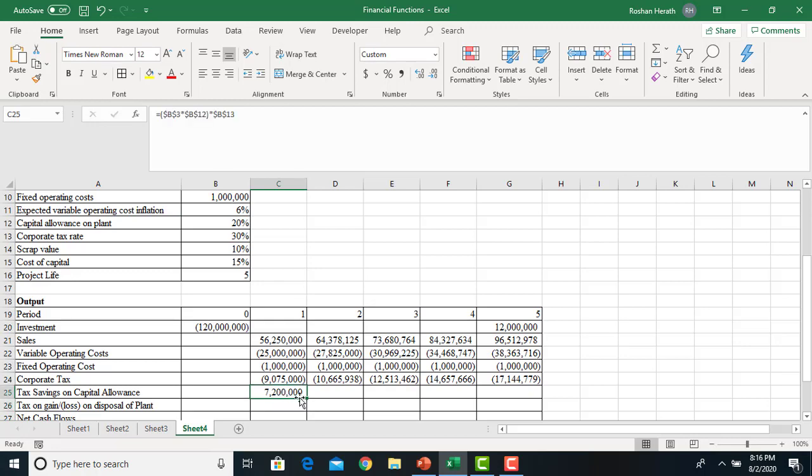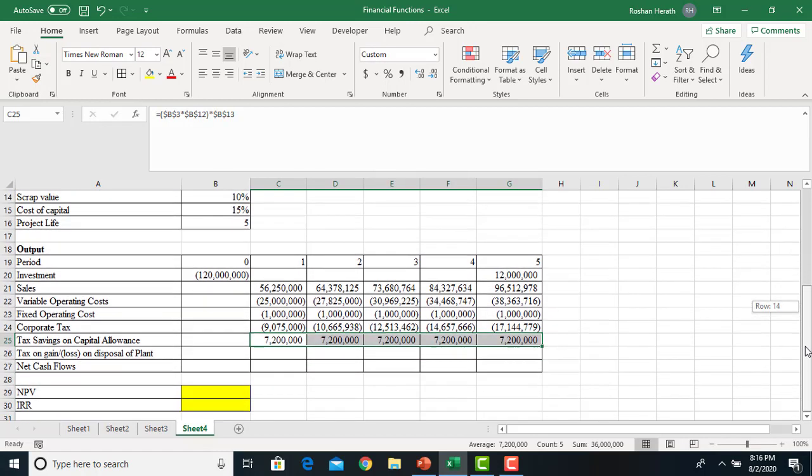7.2 million saving is there and it is stretched up to the 5th year. Now we are coming to another important thing. It's about the gain or loss on disposal of plant, and there you have to consider the tax consequence. Here you have the disposal at the end of year 5. Now how are you supposed to compute this?